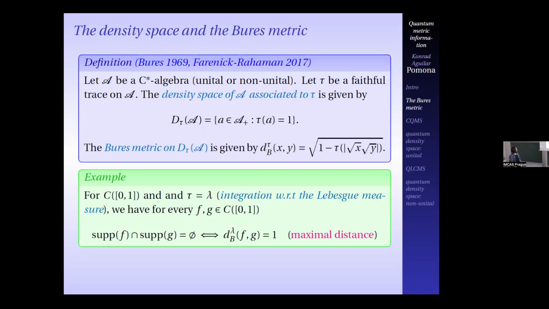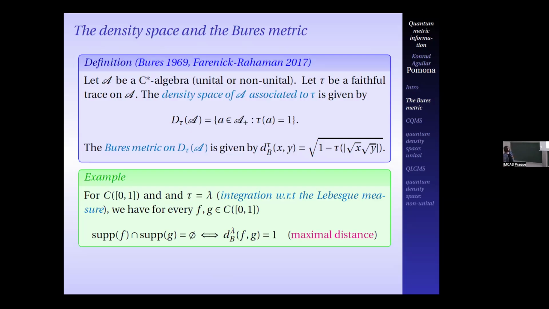You can also look at the commutative case. For example, with the Lebesgue measure, this gives you that the distance is maximal if you're orthogonal, and in fact with any state this will work. But in this case, because you're dealing with positive functions, that means your supports are disjoint. So again, philosophically and concretely, the purpose of the Bures metric is to give us a maximal distance from orthogonality. Even in more abstract notions, that's how you should be thinking of this Bures metric.